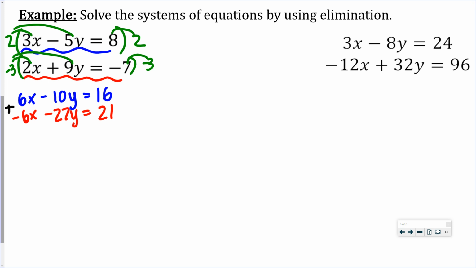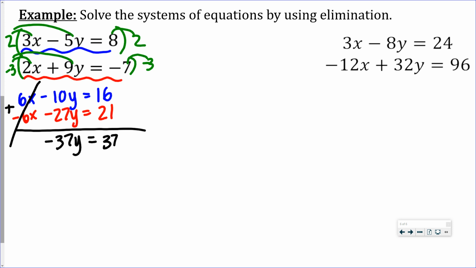Step 2, you're going to add these equations together like old school math where you add the digits all lined up. So keep your x's lined up, keep your y's lined up, keep your equal sign lined up. We're going to add these together, and 6 plus -6 is 0, and that's our goal. This is why this is called elimination. Those are gone. -10y plus another -27y is -37y. Carry down your equal sign. 16 plus 21 is 37.